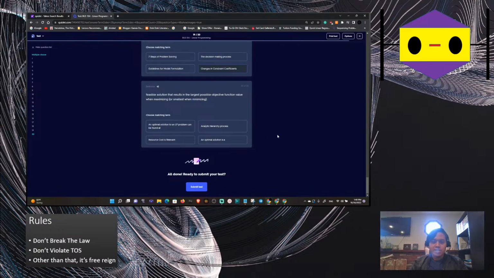Feasible solution that results in the largest possible objective function value when maximizing, or smallest when minimizing. That's where the optimal solution is.